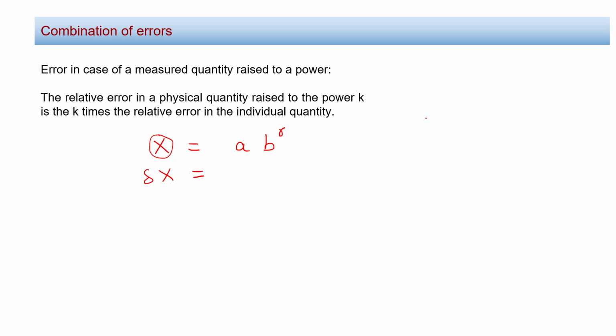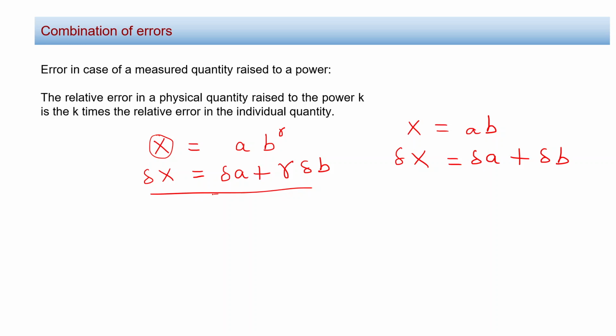If it were simply the product of a and b, we have already discussed that the relative error in x will be the relative error in a plus the relative error in b. But what if we have some power also? In that case it will again be the sum, relative error in a plus relative error in b, but this power we have to multiply. So let's see one example.